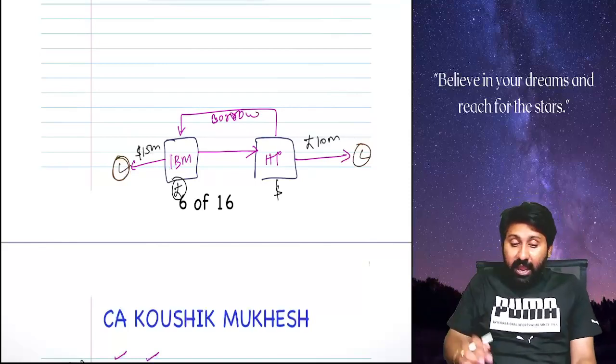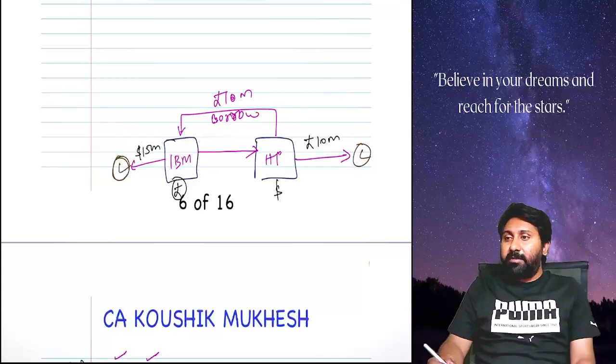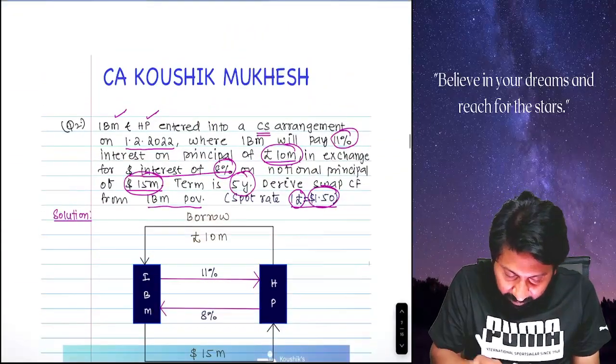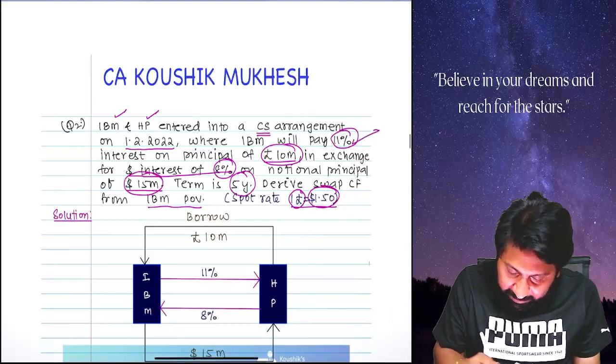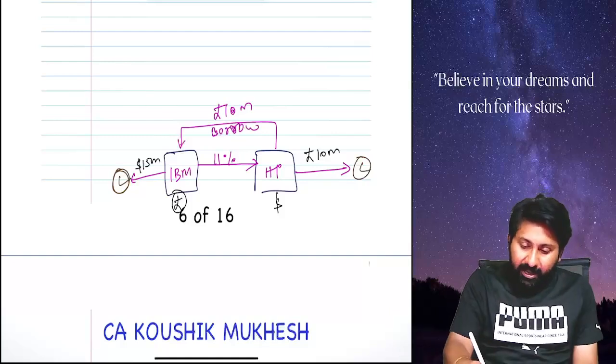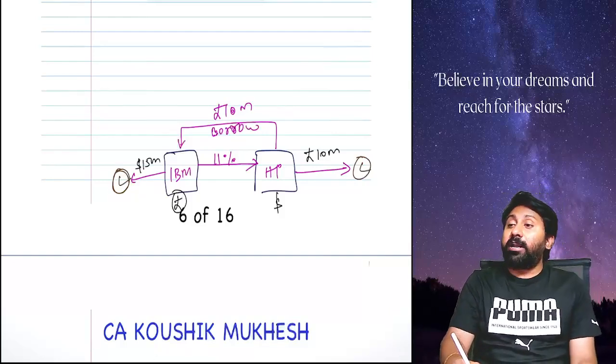Borrow in what? I will borrow in pounds, 10 million, and I will pay the interest. How much interest on pounds? IBM will pay 11% on a principal of 10. I will pay 11%. IBM, okay, and HP. Now what did HP say?